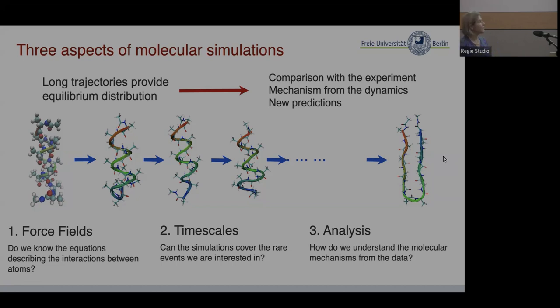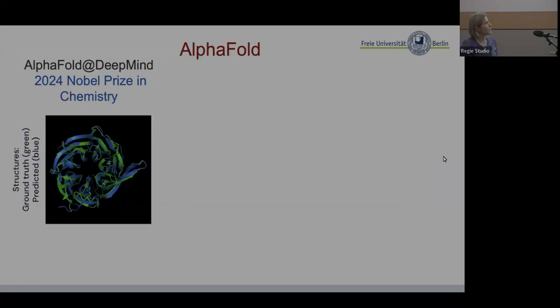Machine learning is making a lot of progress in force field development, in time scale, in speeding up the simulations, and also in the analysis. I've worked in all these fields, but today I mostly talk about what we are doing for the time scale, a little bit for the force field. I will not talk about the analysis today.